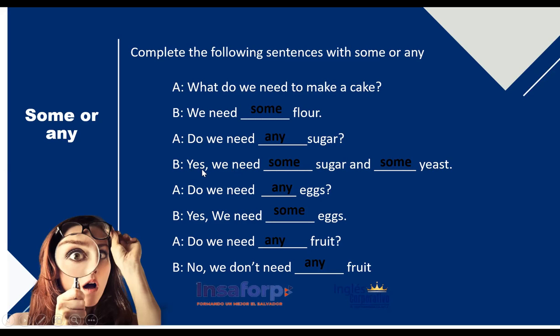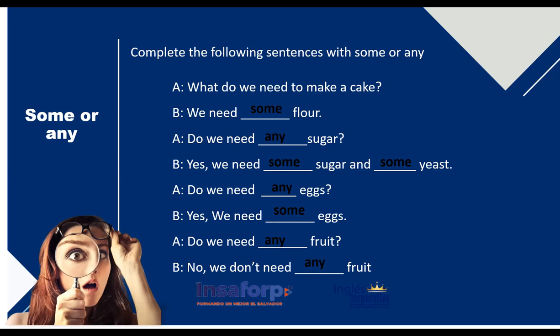Okay. There can be a third ingredient and it is also some. Yes, it would be some, because we already put here that we need it. We need some sugar and some yeast, here it would be a comma, right? Since we are going to add a third ingredient. We need some sugar, comma, some yeast, and some salt, for example. Algo de sal. Some salt. Okay, thank you for your question. Any other question?